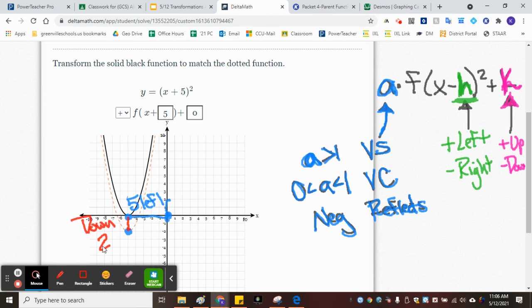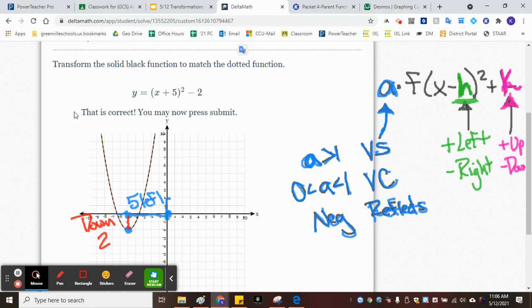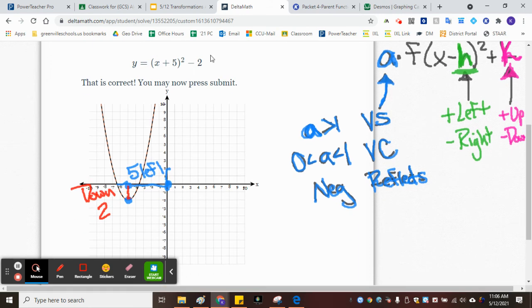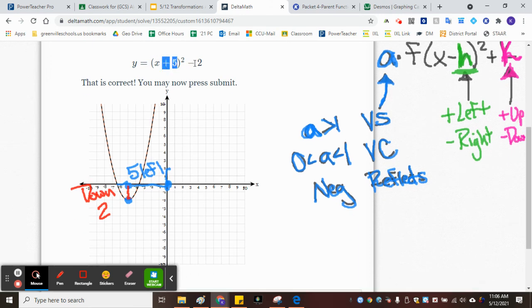So now it's going down 2. So down is on the outside and negative. So down 2 is negative 2. Down 2, that is correct. You can hit submit. So this equation went left 5, down 2.